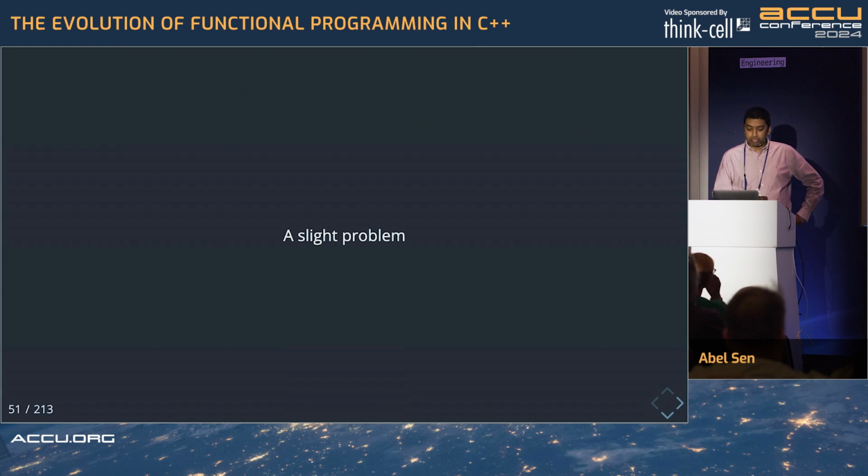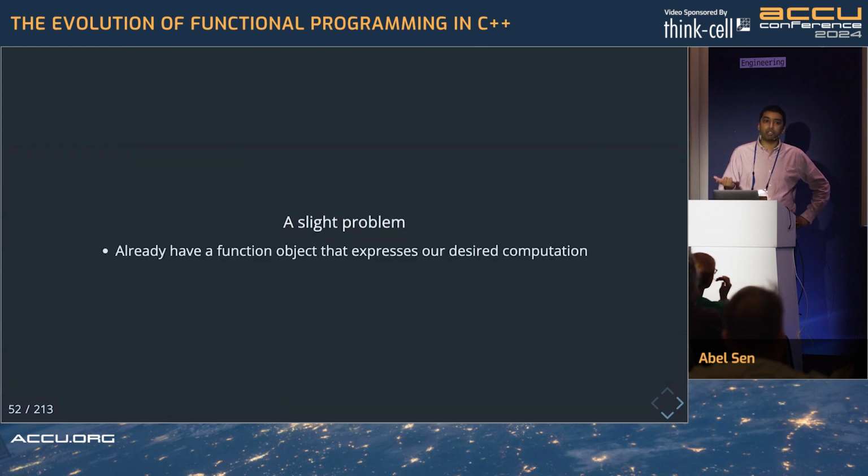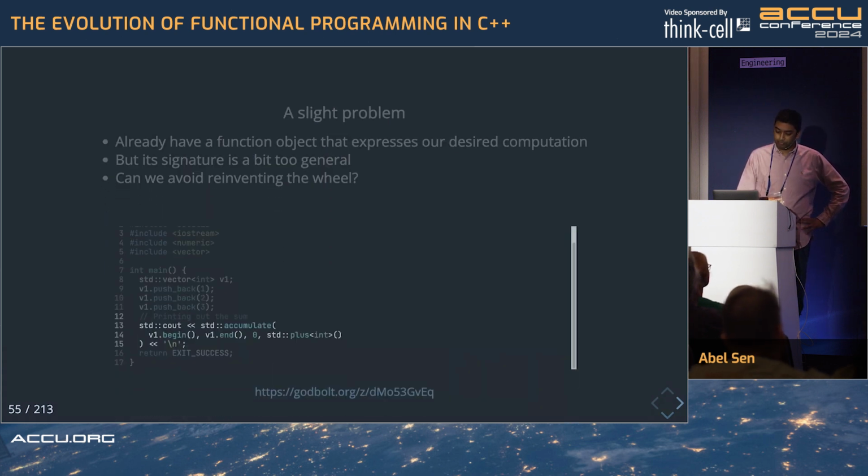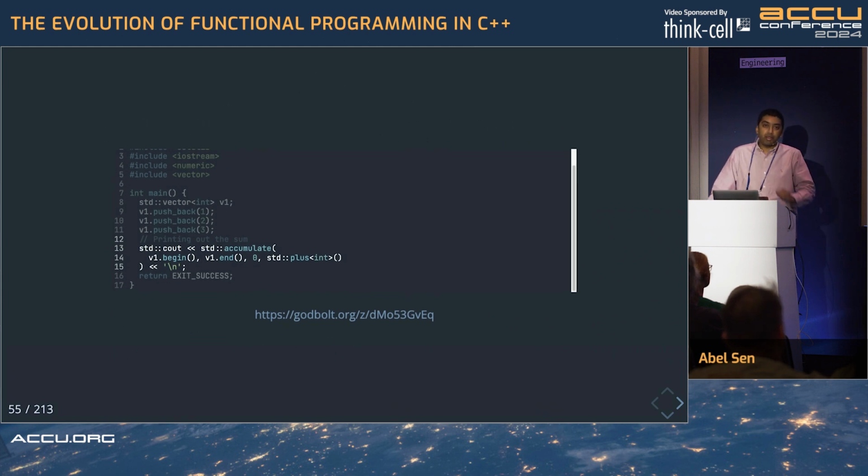In this particular code example, there's a problem because there's already a function object in the STL that expresses this desired computation, but its signature is a bit too general. We want to avoid reinventing the wheel. I'm talking about nothing other than std::plus, which can be specialized to any number of types. In this case, I'm reducing a collection of integers into a single summary value by using std::plus specialized to int. Basically, it's a binary operation that adds two elements together, and so we get our summary value that way.